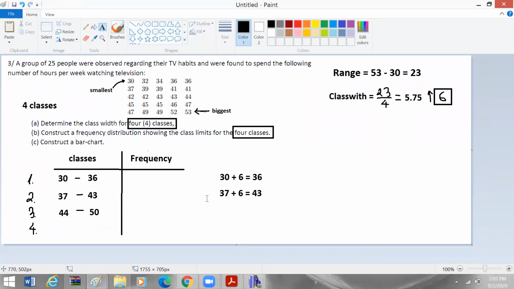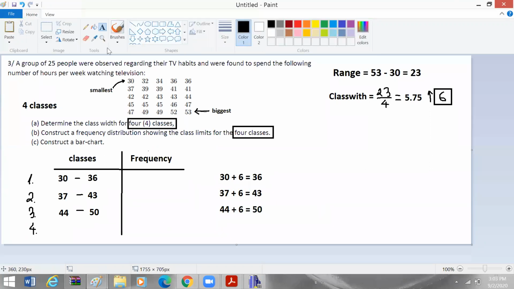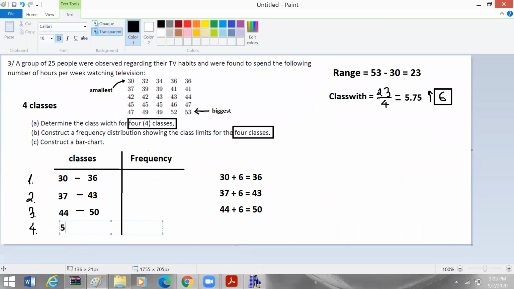You don't have to write these down. This is optional, right? You don't have to do 30 plus 6, but the reason why I'm doing so is because I want to make sure that people don't make mistakes on the exam. Okay, so similarly, the next class should be one number bigger than 50, so that'll be 51, and then we go down there.